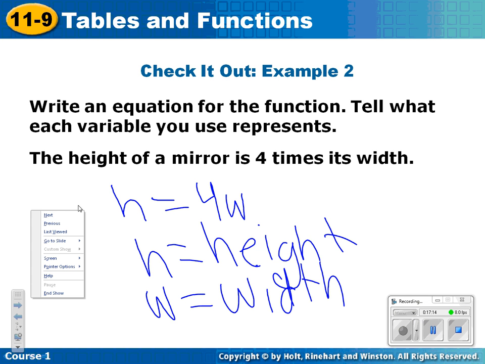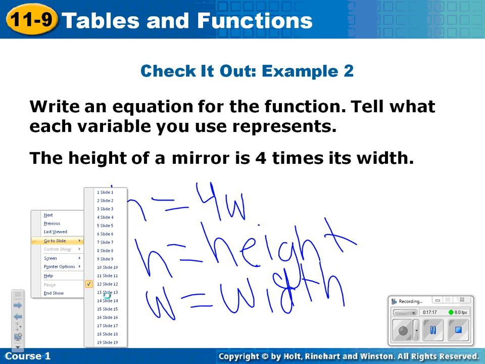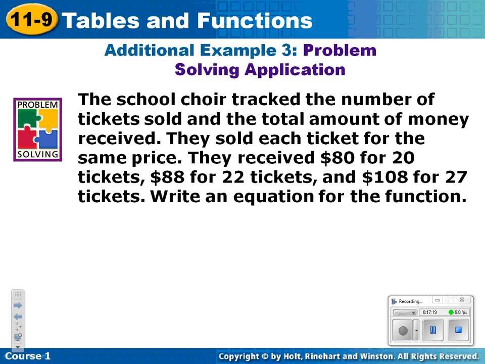No. Not gonna, because you guys, I need you to pay attention to the next problem. Now, we're going to put this together. It says the school choir tracked the number of tickets sold and the total amount of money received. They sold each ticket for the same price. They received $80 for 20 tickets, $88 for 22, and $108 for 27 tickets. Write an equation for the function.